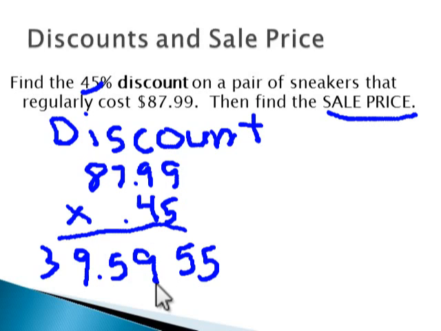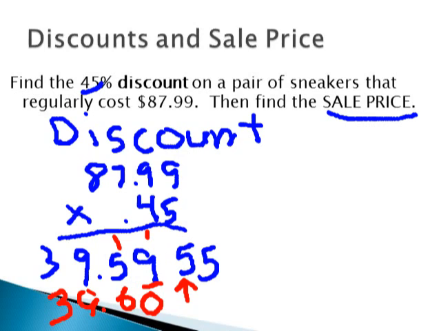Again, that's not a money amount, so we have to round it. When we round it, we always round to the cents, which end in the hundredths place. We look at the number to the right of it. It's 5 or higher. Since it's 5 or higher, we're going to add 1 to 9. If you add 1 to 9, it becomes 10. We have to carry the 1 over to the 5, so that becomes 6. And then the 39 stays the same. So the discount is $39.60. That's the amount they're going to take off the original price.